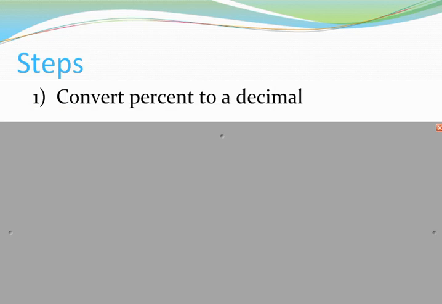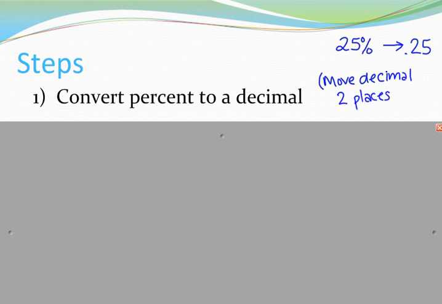The steps for solving a simple interest problem are as follows. Number 1, convert your percent into a decimal. And if you don't know how to do that, percent, like 25% or 0.25, move your decimal 2 places. Okay. If you don't know how to do that, here it is.